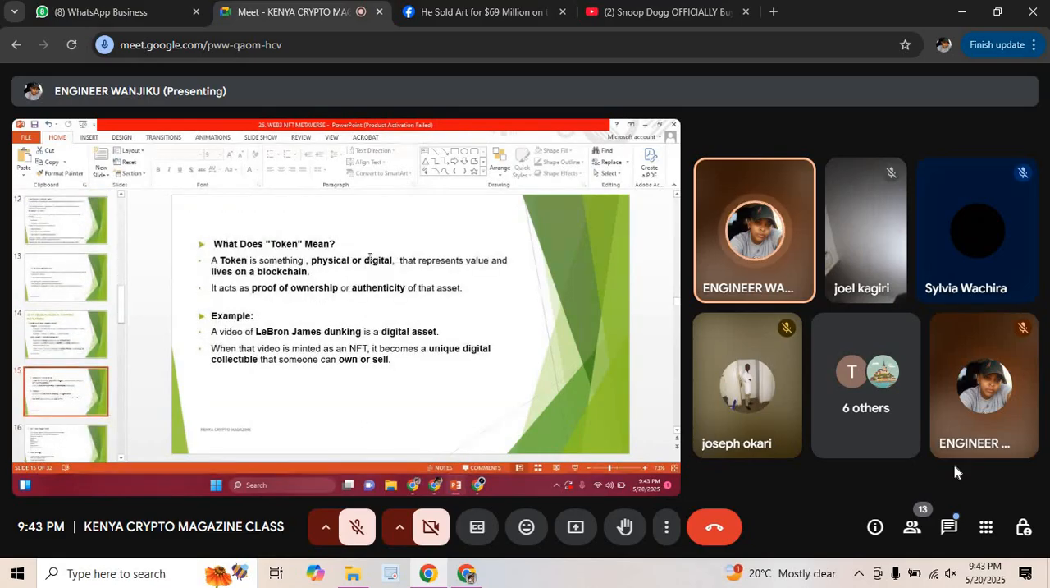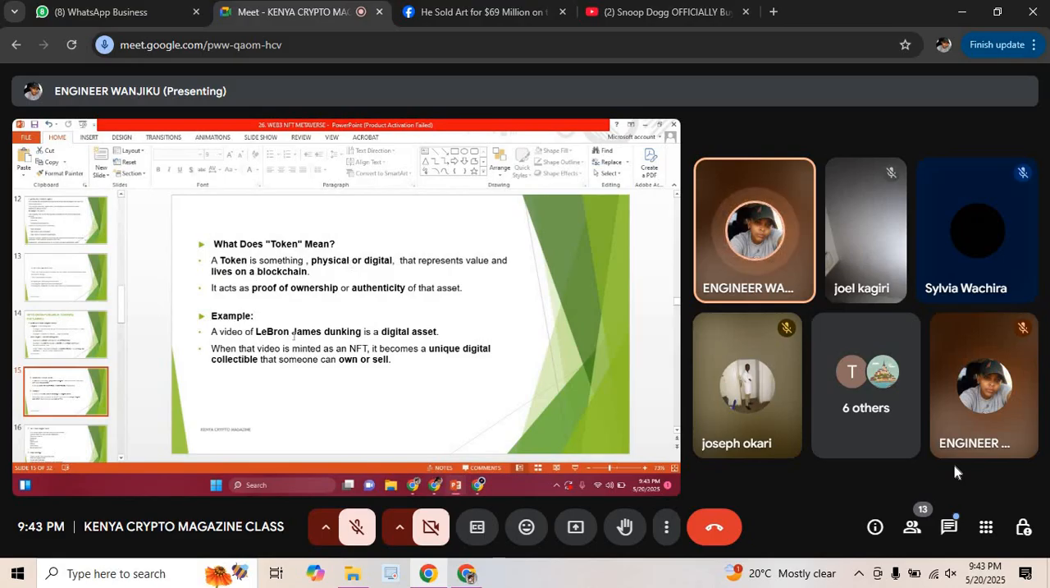So what does token mean? Remember, non-fungible tokens. We've done what we mean by non-fungible, which is non-interchangeable. So let's look at what token means. A token is something physical or digital that represents value and lives on the blockchain. So it acts as a proof of ownership or authenticity to an asset.